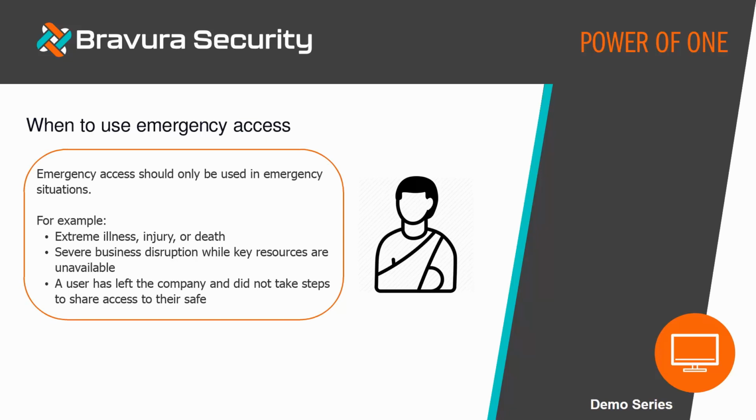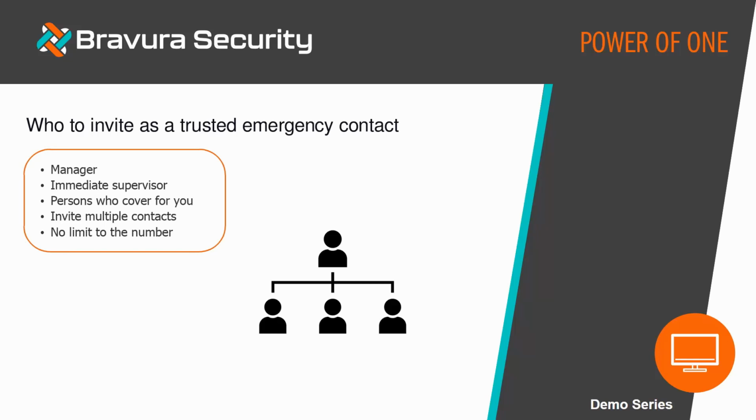When to use emergency access. It is important to respect the privacy of your employees. As such, emergency access should only be used in emergency situations. Examples include extreme illness, injury, or death, severe business disruption while key resources are unavailable due to leave of absence or vacation, or a user has left the company and was unable to take steps to share access to their safe before leaving.